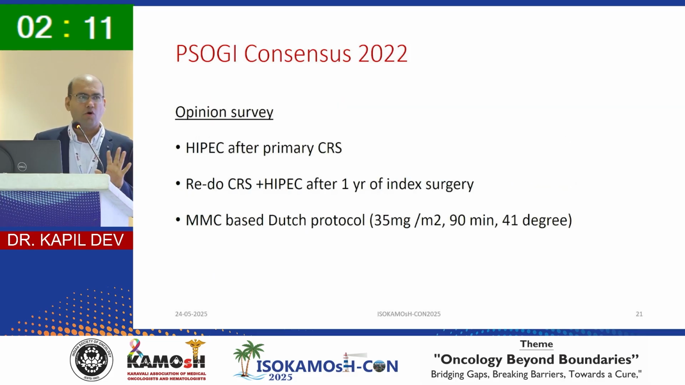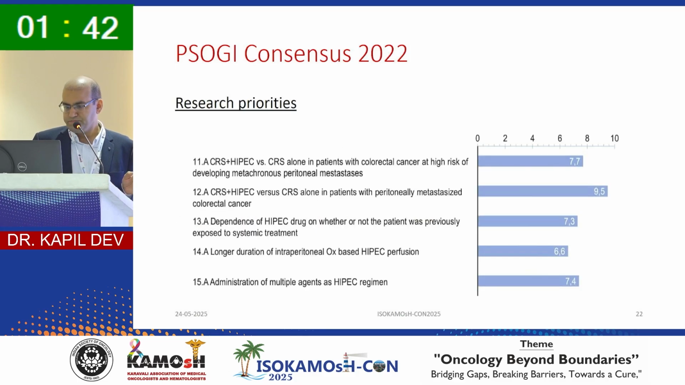One consensus, based on the opinions of the specialists and the panelists, is that HIPEC after primary CRS is better than HIPEC given after a gap period following the CRS. Patients who have recurrence with peritoneal metastasis within 1 year are not advised for redo HIPEC. But if the gap is more than 12 months, then it is better to go for redo CRS and HIPEC in selected patients. And the best protocol is the mitomycin-based protocol.